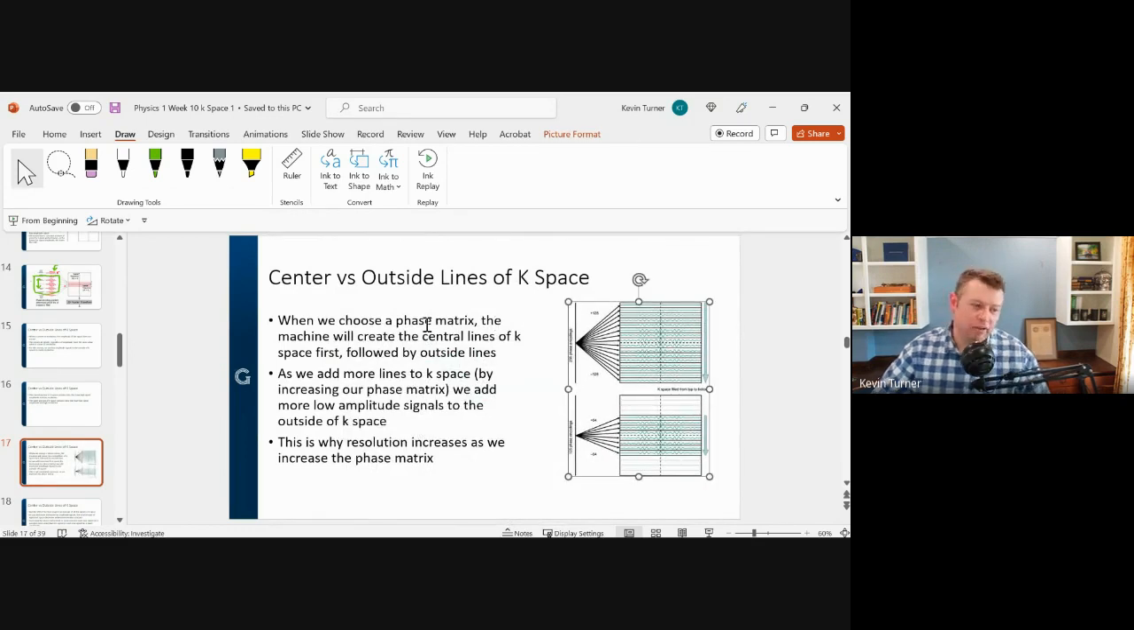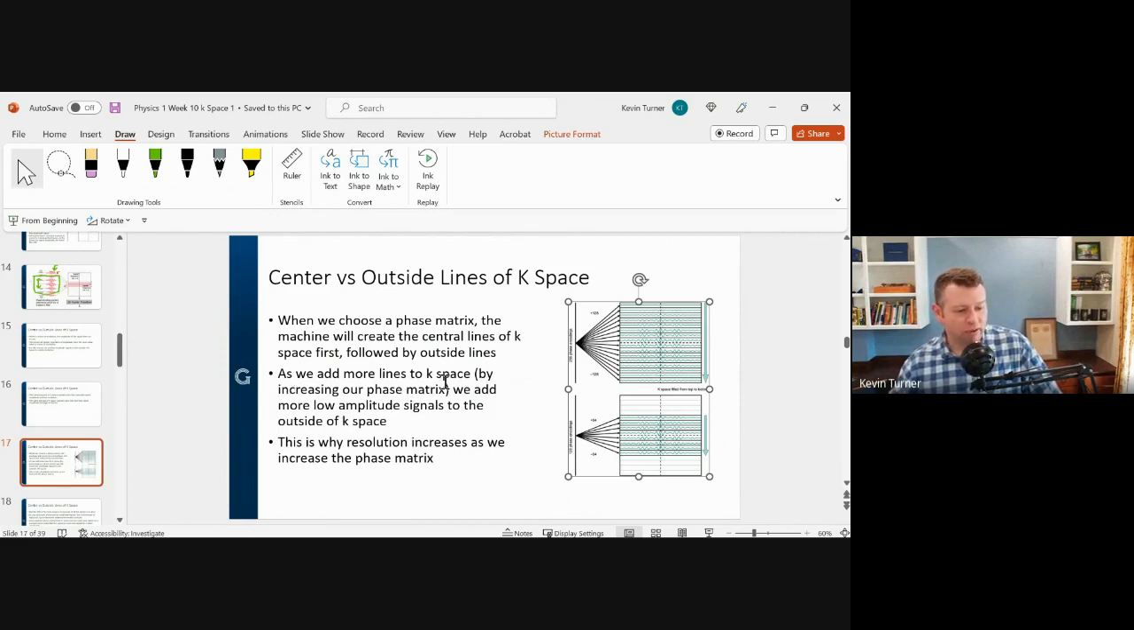So we choose a phase matrix, the machine will create the central lines of K space first, followed by the outer lines. Right? If I had a phase matrix of 2, I would fill up line 1 and line -1. If I went to a phase matrix of 4, I would fill up line +1, +2, -1, -2. If I had 6 lines, a phase matrix of 6, I would fill up lines +1, +2, +3, -1, -2, -3. So I would start in the center and build my way out, because as I build more towards the outside, I'm losing signal. And every single echo is the same for resolution.